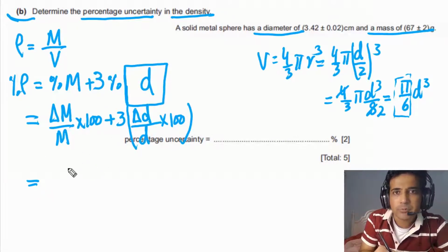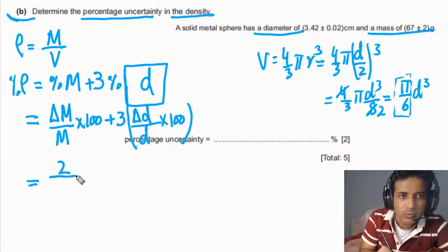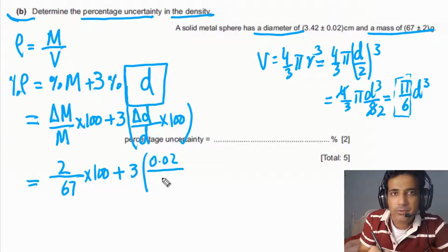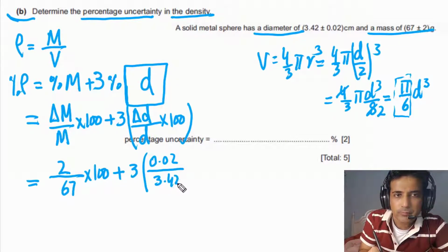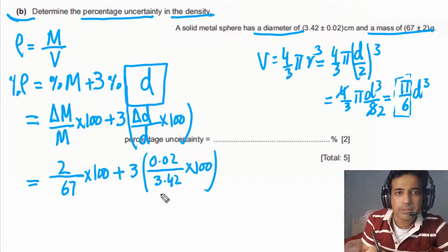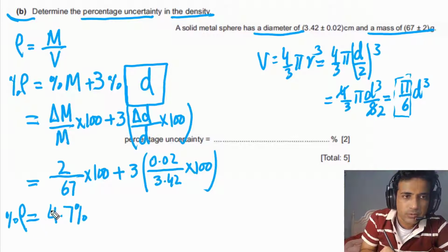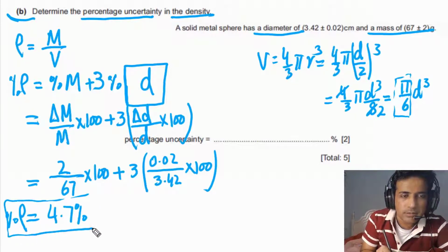The absolute uncertainty for mass is 2 divided by 67, multiplied by 100, plus 3 times the absolute uncertainty of diameter, that is 0.02, divided by the value of diameter, that is 3.42, multiplied by 100 because this is percentage uncertainty. If we simplify, we get the value of the percentage uncertainty in density.